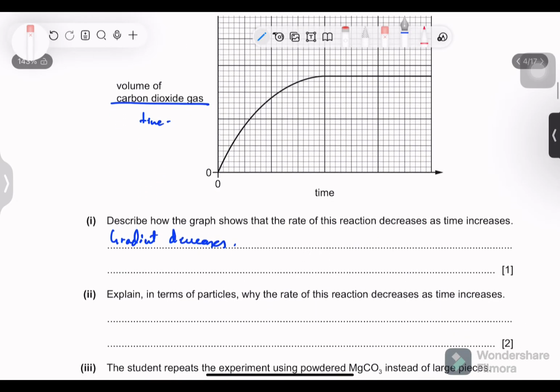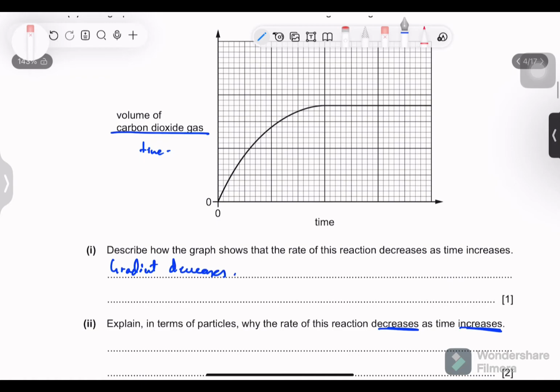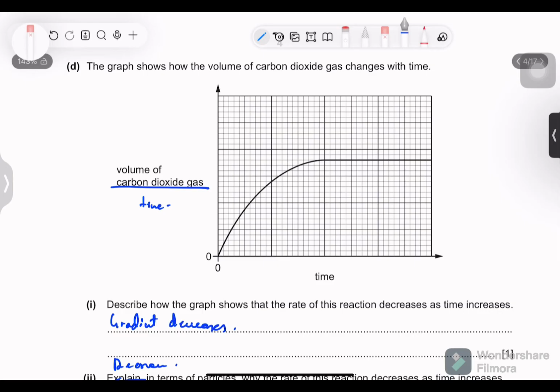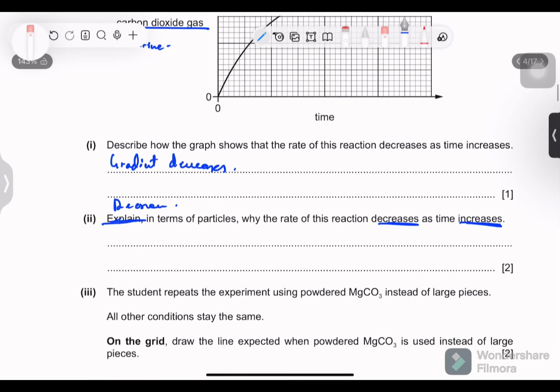Next, explain in terms of particles why the rate of this reaction decreases as time increases. So the rate of reaction depends upon the effective and successful collisions of the particles, how much the particles are colliding, what the frequency is, and the reason why. Because they said explain, which means you have to give a reason why the rate of reaction decreases. So as the reaction progresses, the concentration of the reactants decreases. So there are fewer particles left to collide.